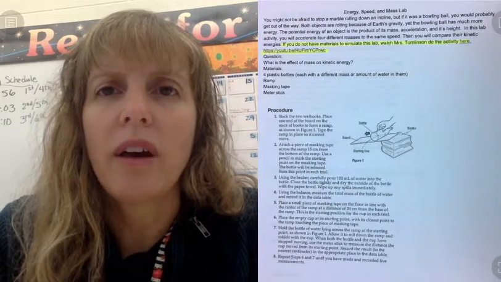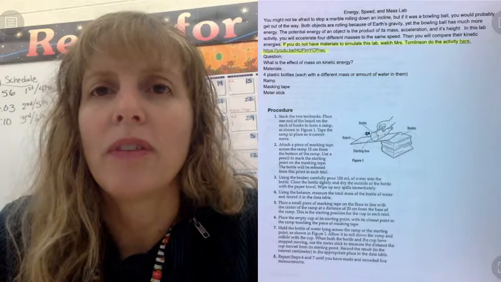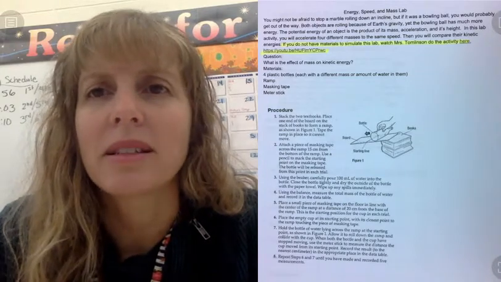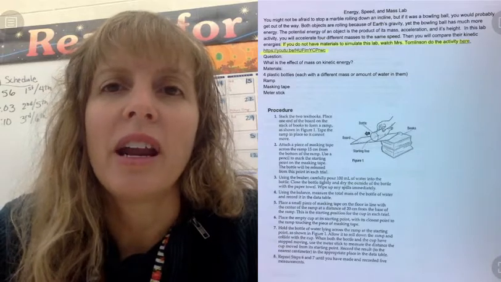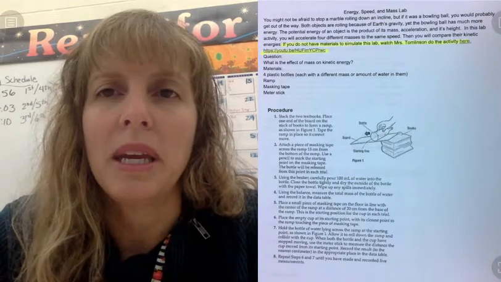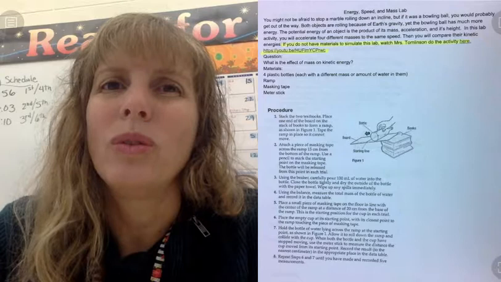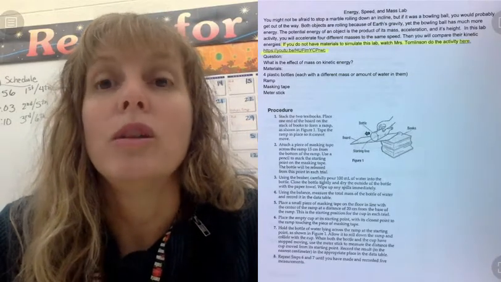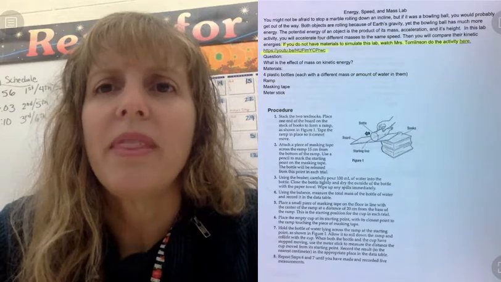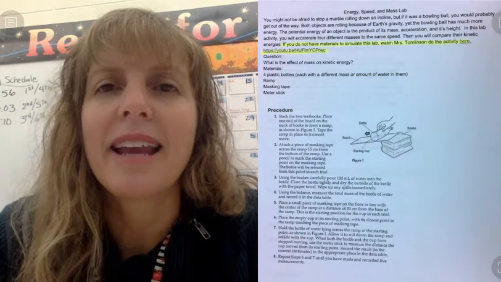The potential energy of an object is like the product of its mass, acceleration, and its height. In this lab activity, you will accelerate 4 different masses to the same speed. Really, today we're only going to do 3 different masses because of the setup, but we'll get the same data. Then you will compare their kinetic energies.